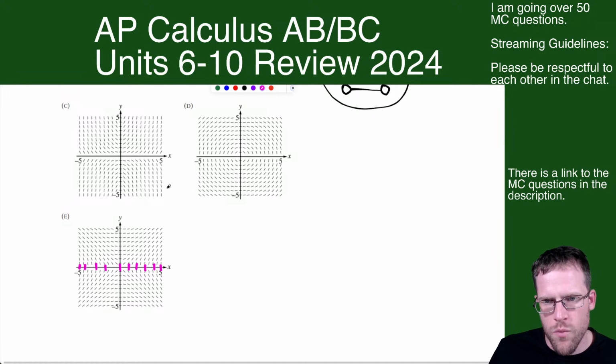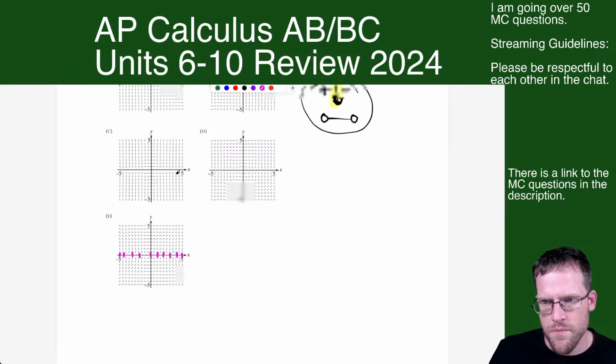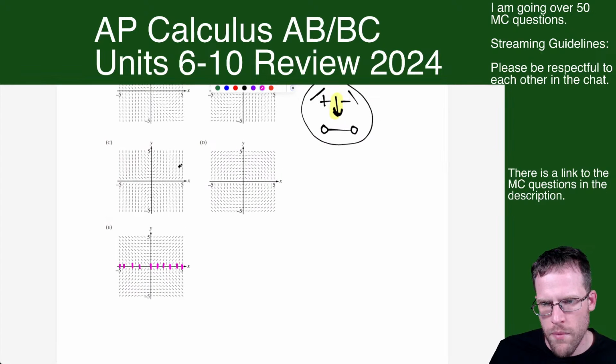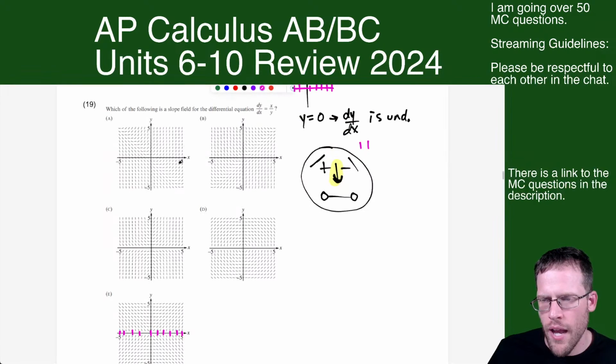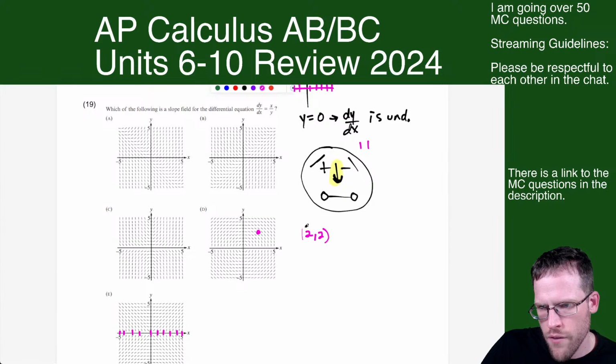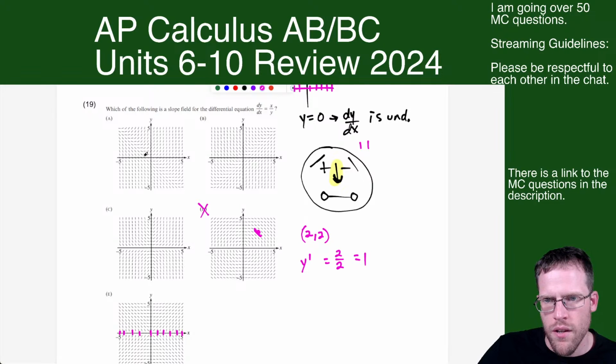So let's go through the others and see why they're no good. How about when x and y are positive? You could play that game and just plug in a value. Let's say I plug in 2, 2 to my derivative, which I'm going to call y prime. I'm going to get 2 divided by 2, which is equal to 1. Notice the slope here is negative, so I'm like, all right, you're out. In this neighborhood the slope should be 1, and it doesn't look like it here. So this one's out.